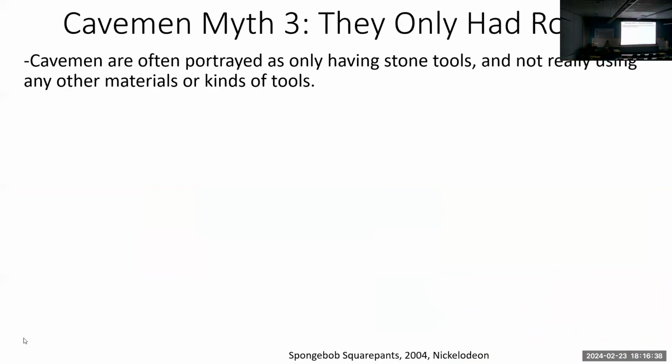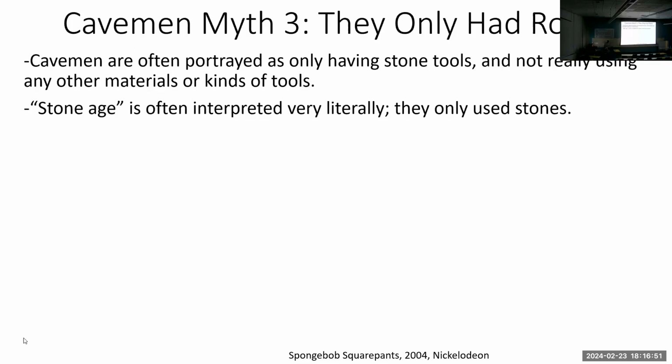Okay, so let's talk a little bit about technology. Cavemen are often portrayed as only having stone tools, that basically all their technology revolves around stones. In other words, the Stone Age is taken very literally, that they basically just had stones.